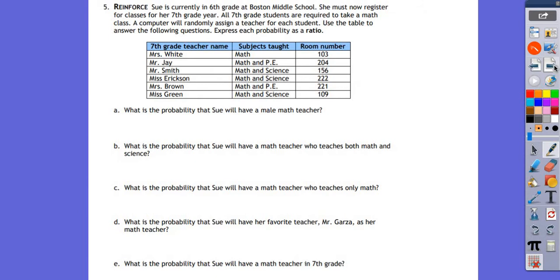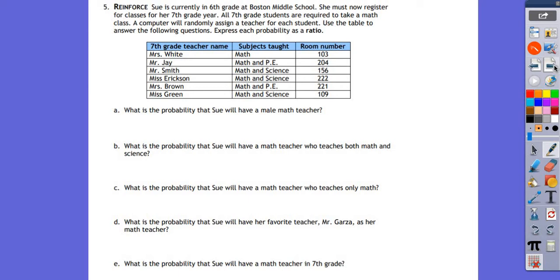Alright, number 5, I would like to do with you, if you don't mind. It's kind of fun. Number 5 says, Sue is currently a 6th grade student at Boston Middle School. She must now register for classes for her 7th grade year. All 7th grade students are required to take a math class. A computer will randomly assign a teacher to each student. Use the table to answer the following questions. Express each probability as a ratio.